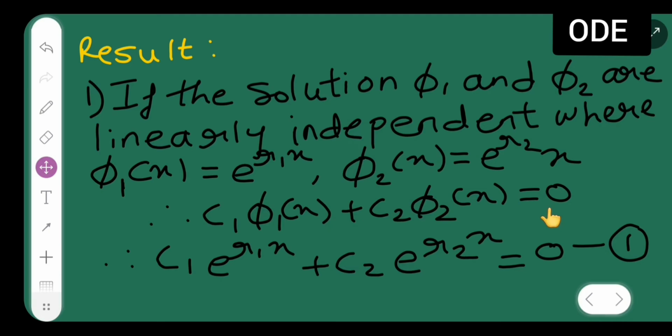Now therefore c1, now what is my phi1 of x here? e raised to power of r1 x, right? Plus, write this c2 as it is. Now what is my phi2 of x? It is nothing but e raised to power of r2 x, write it here. Now which is equal to 0, and take this as equation 1, okay, take this as 1.